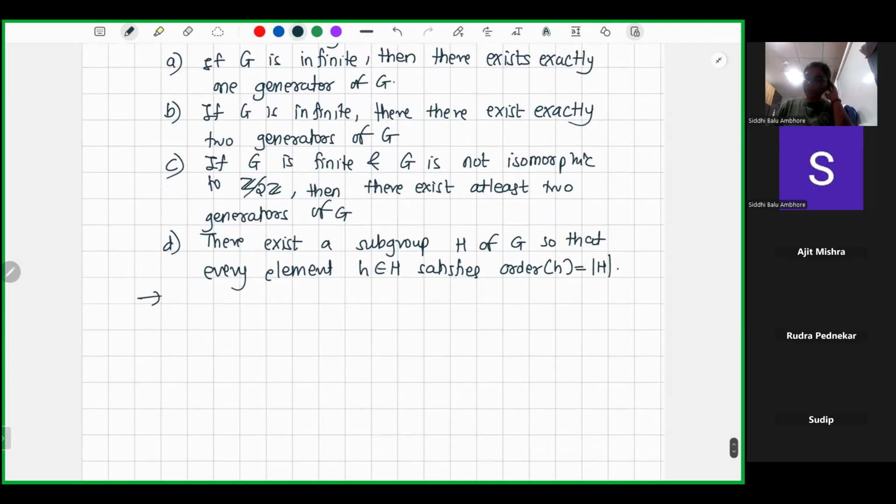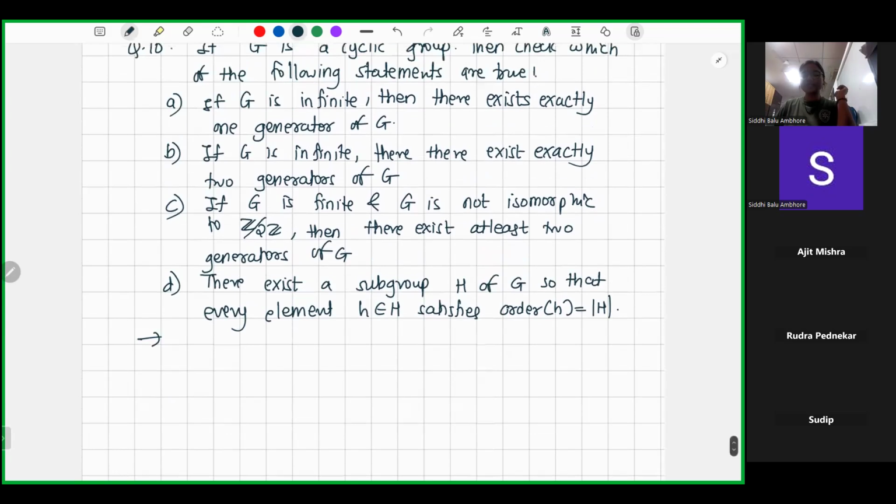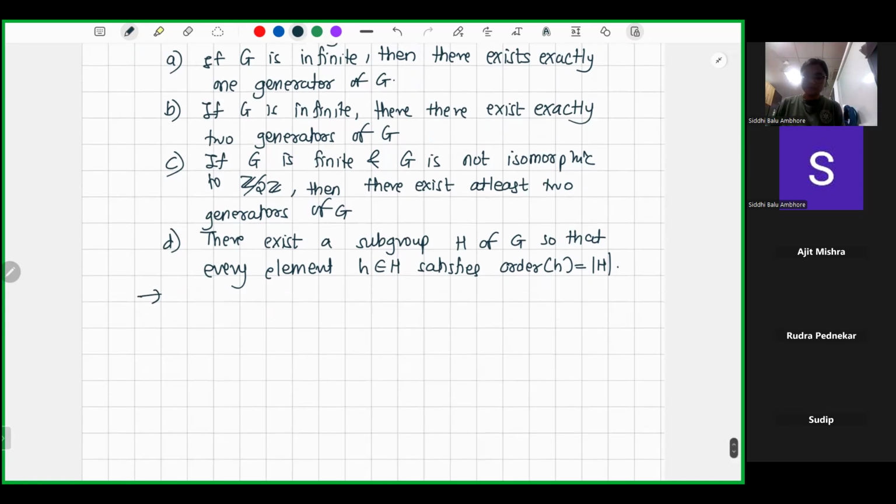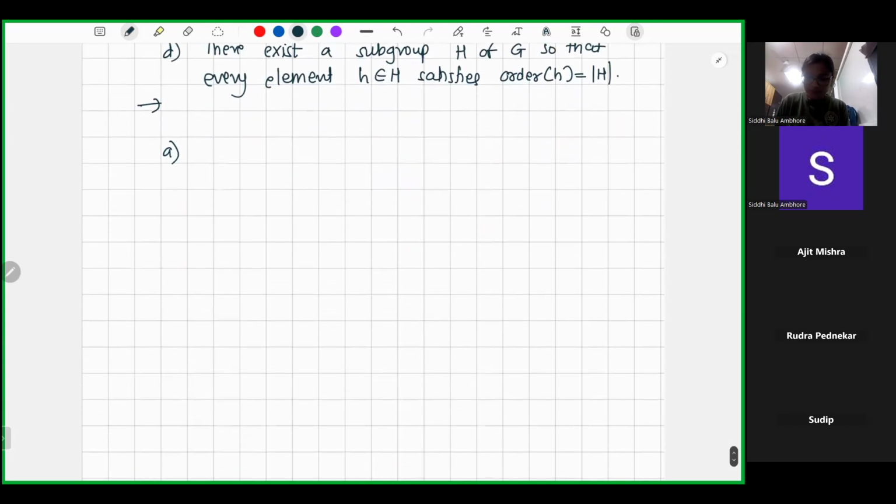So G is infinite, okay? First, if G is infinite, then there exists exactly one generator of G. So can you give me a cyclic group which is infinite, which has exactly one generator? Is this possible? Simply take our norm, this Z plus.